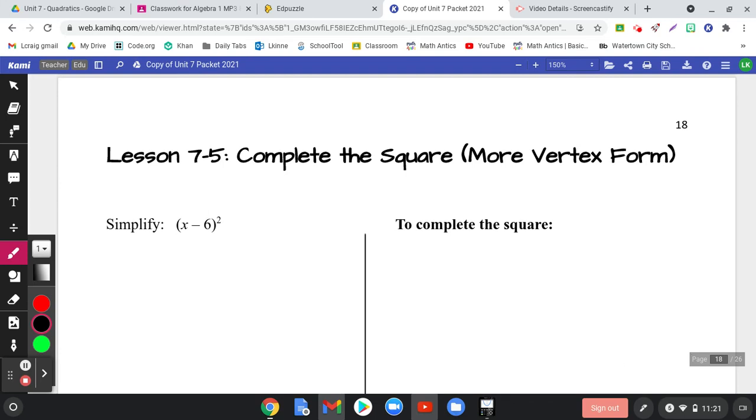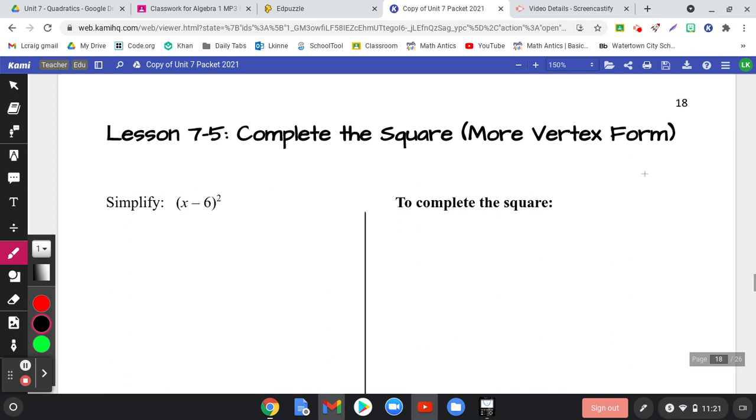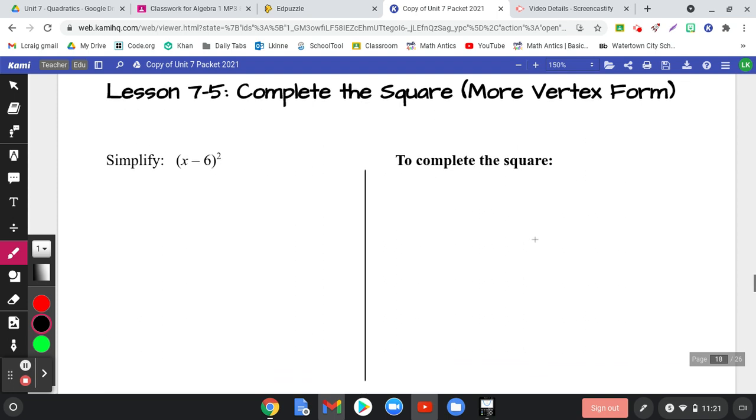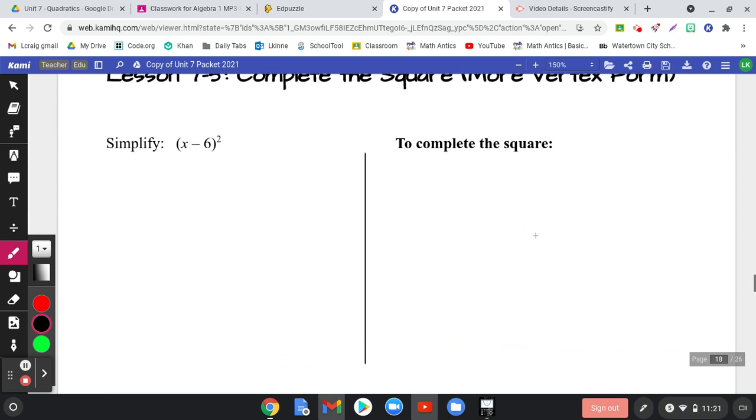Hello, welcome back. Today we're going to talk about completing the square. Basically, what's going to happen is we're going to take something that's in standard form and write it in vertex form. And I'm not going to lie, this is probably one of the most complicated things that we'll learn all year. But I have some tips and tricks to make it a little bit easier.